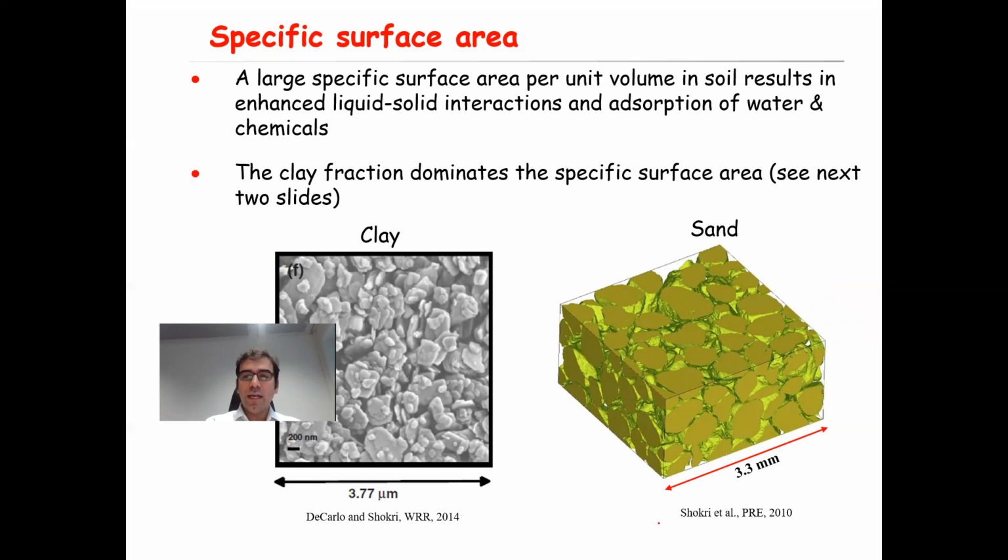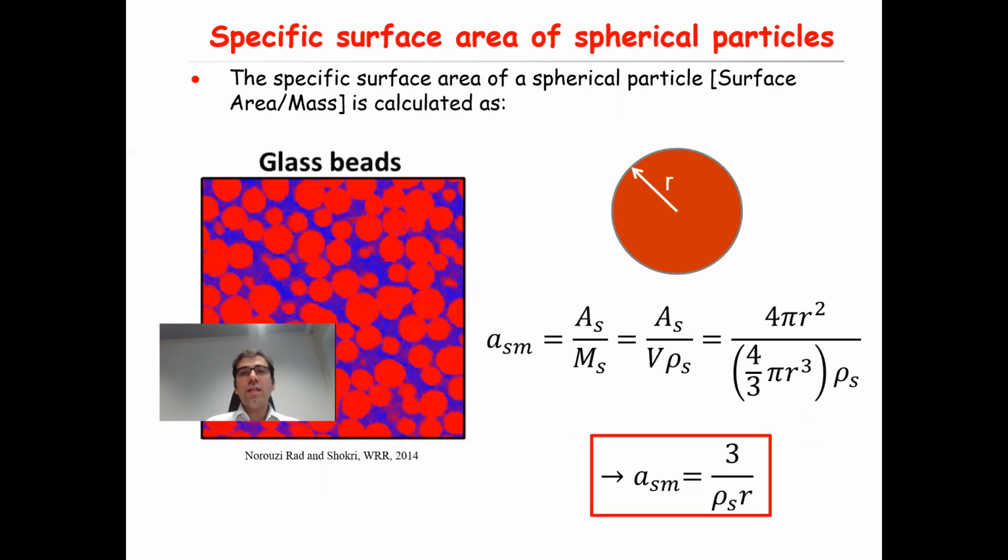One was published in 2010 in Physical Review E, the other one in 2014, where we were investigating clay type material, and the paper was published in Water Resources Research in 2014. You see the shape of the particles is very different, okay? And when you compare sand and clay, you will see in the next 1-2 slides that this will significantly affect the specific surface area of sand versus clay.